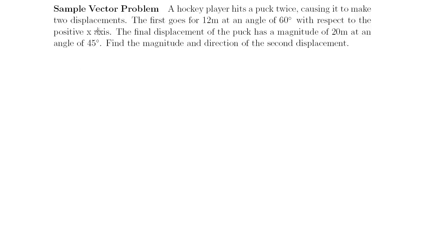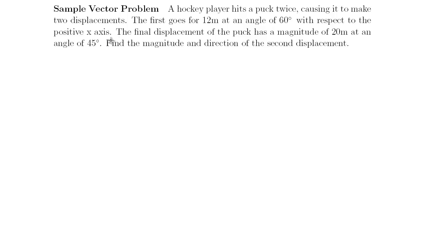This is a typical vector problem. It says a hockey player hits a puck twice, causing it to make two displacements. The first goes for 12 meters at an angle of 60 degrees with respect to the positive x-axis. The final displacement of the puck has a magnitude of 20 meters at an angle of 45 degrees, and it says find the magnitude and direction of the second displacement.